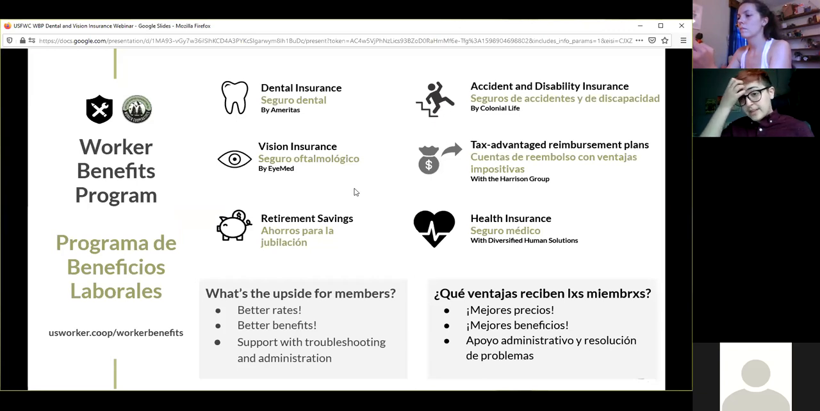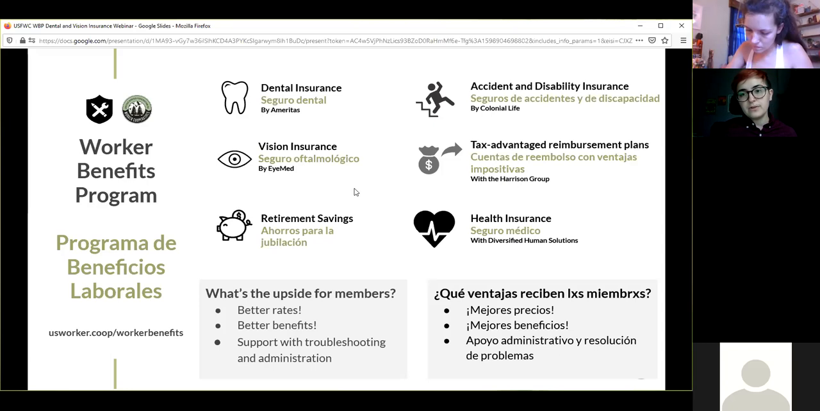So the worker benefits program has grown a lot this year. I came on staff of the Federation in January, in part in order to grow the program that Mo and Kate and others at the Federation started out so beautifully, also with the support of Matthew. So this year, in addition to the dental and vision insurance that we've been offering for the past few years, we're introducing accident and disability insurance. We'll have a webinar on that in late September. We also have tax advantage reimbursement plans, which you might know as an HRA, an HSA, or an FSA that's available through our partners at the Harrison Group. We ran a webinar on that in late July and have those recordings on our website.